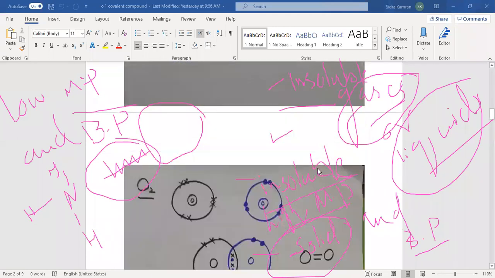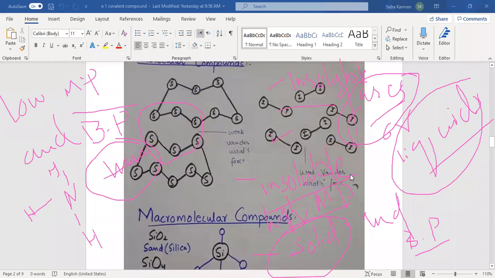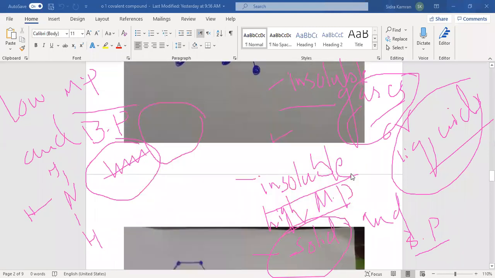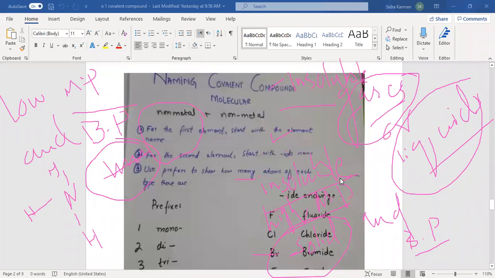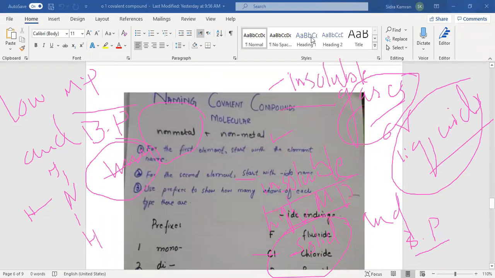Next, how can we write the formula of covalent compounds? How can we name the covalent compounds?